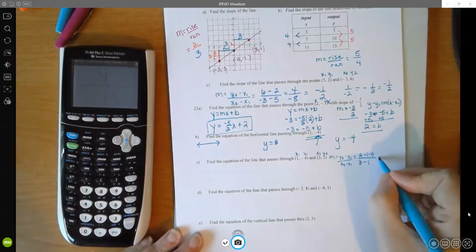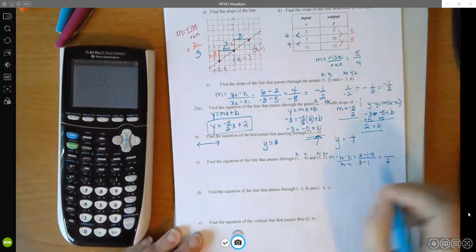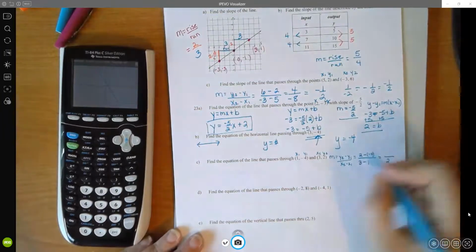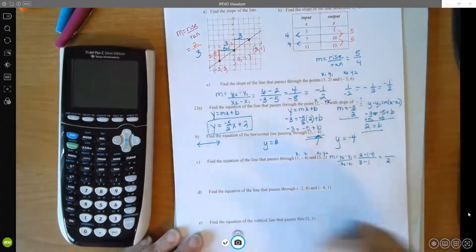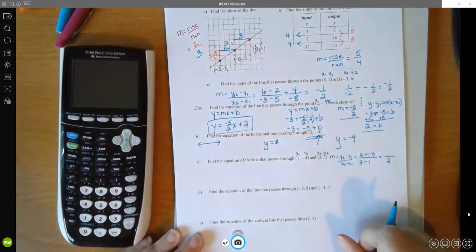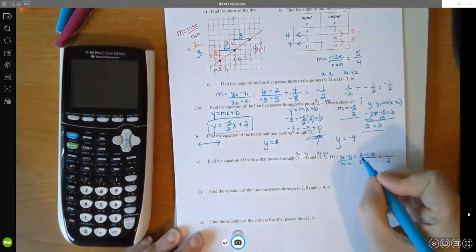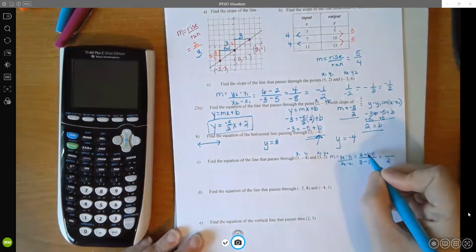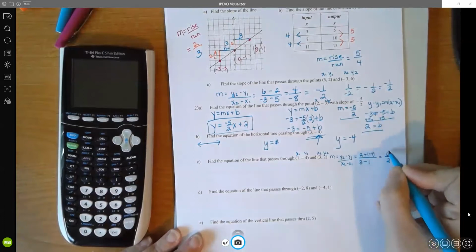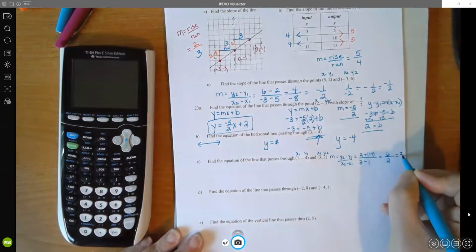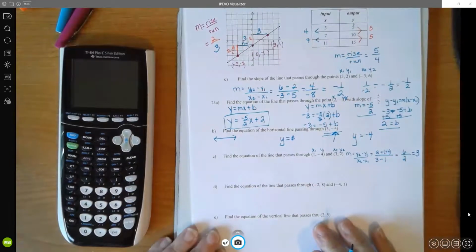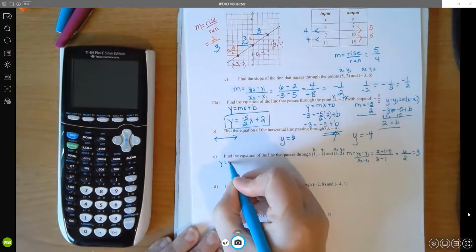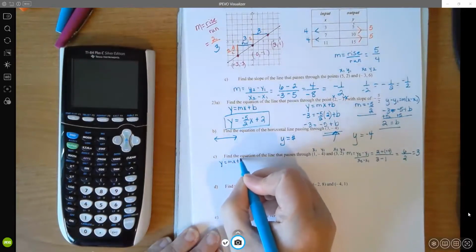So on the bottom, I get 3 minus 1, which is 2. On the top, you can put that in the calculator if you need to. My calculator is, like I said, about to die here. I'm going to charge it up between this video and the next. 2 minus a -4 would be plus 4, which would give me 6. 6 divided by 2 gives me a slope of 3. Then I'm going to substitute into y equals mx plus b.